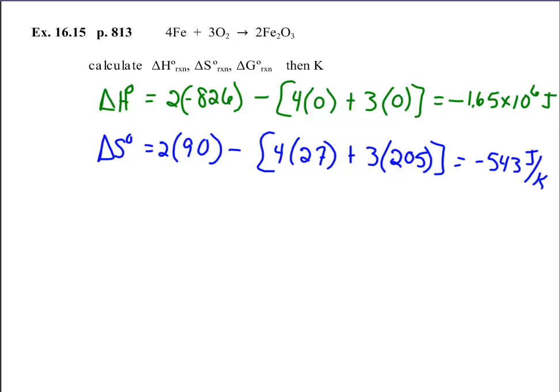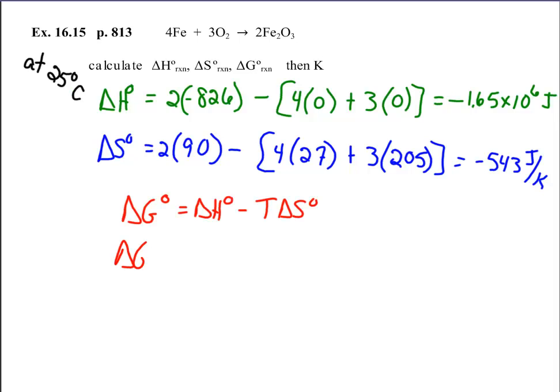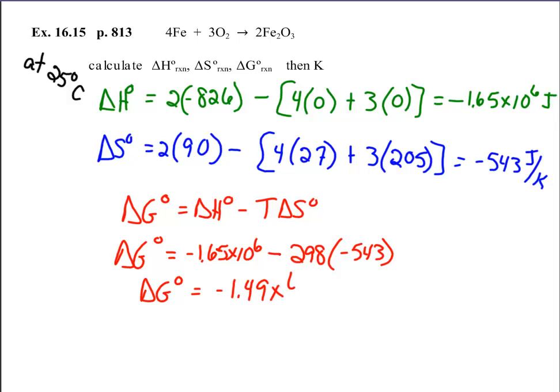Okay, one thing that didn't get included here is we're at 25 degrees Celsius, so that's standard temperature. So now I can find delta G. So for delta G0, I have delta H, that's negative 1.65 times 10 to the positive 6 minus temperature. 25C is 298 Kelvin times, and my delta S is minus 543. So I find a delta G0 of negative 1.49 times 10 to the 6 joules. Okay, that takes care of finding delta H, delta S, and delta G.